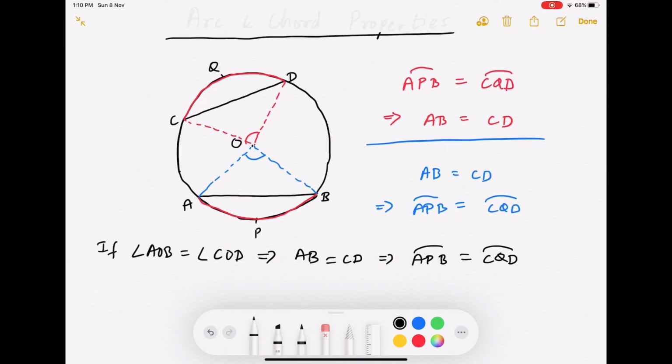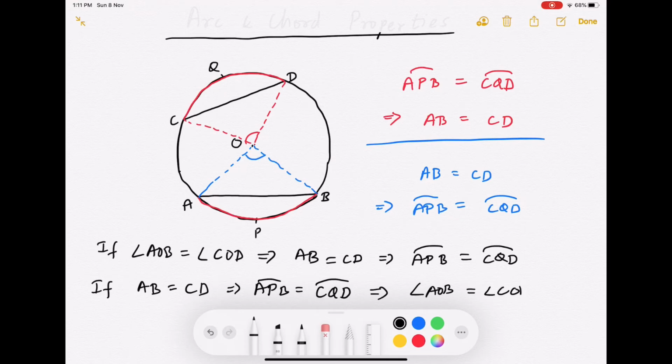And even the converse is true. Suppose I knew that the chord AB is equal to chord CD, which also means that the arc APB is equal to the arc CQD, then such equal chords or such equal arcs subtend equal angle at the center. So I can also imply that angle AOB is equal to angle COD. These are the theorems related to arcs and chords.